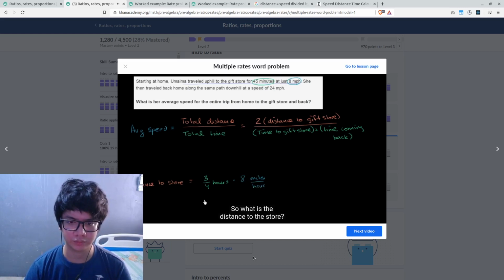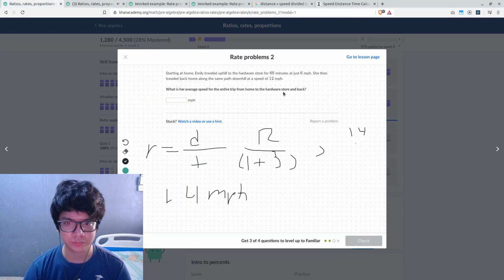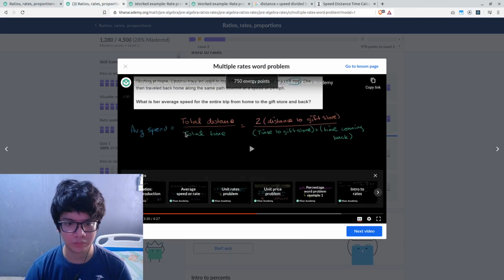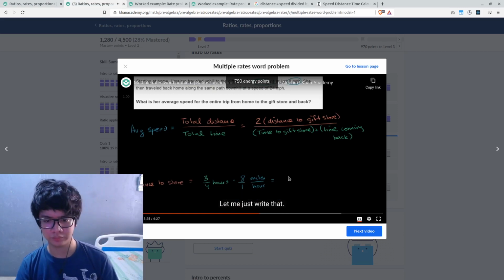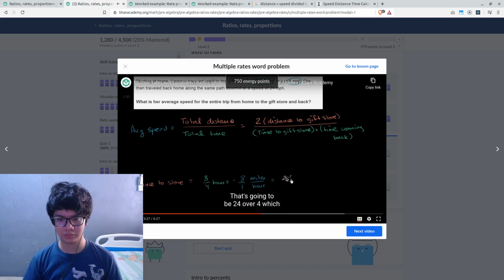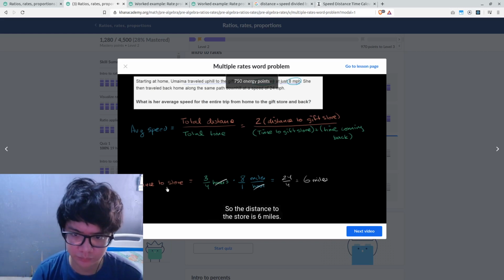So what is the distance to the store? Well, 3/4 times 8, or you could view it as 3/4 times 8 times 1, is going to be 24 over 4. Let me just write that. That's 24 over 4, which is equal to 6. And units-wise, we're just left with miles. So the distance to the store is 6 miles.